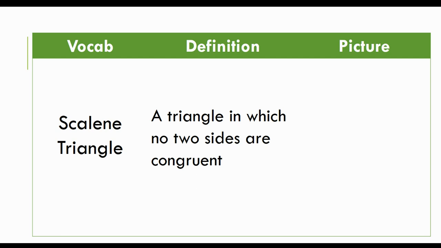So we've got a scalene triangle. A scalene triangle is a triangle in which no two sides are congruent. So if I was to sketch a picture of a triangle, let's say I call it triangle ABC, if no two sides are congruent, well then every single side would have to be marked up differently. No two sides are congruent. So that would be a scalene triangle.